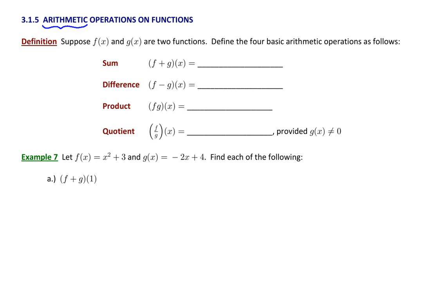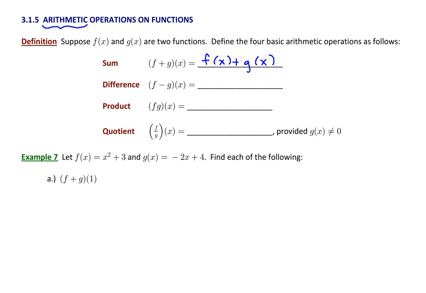That is, we're going to learn how to add, subtract, multiply, and divide functions. Suppose f of x and g of x are two functions. Define the four basic arithmetic operations as follows. First of all, we'll define the sum as f plus g of x. These two functions share the same argument, so we're going to separate them into two individual functions. So the sum, f plus g of x, represents the sum f of x plus g of x.